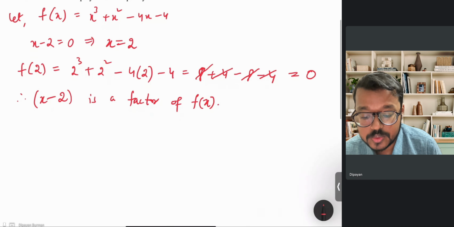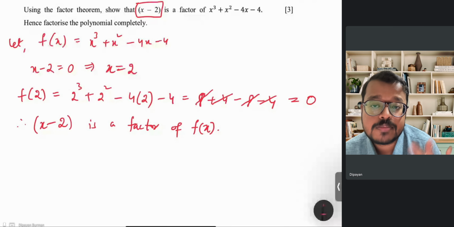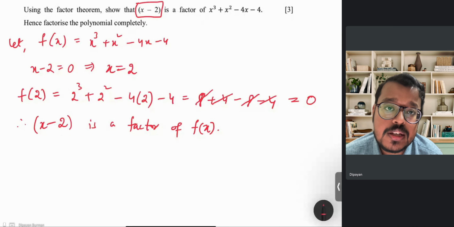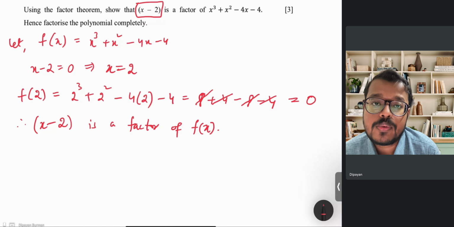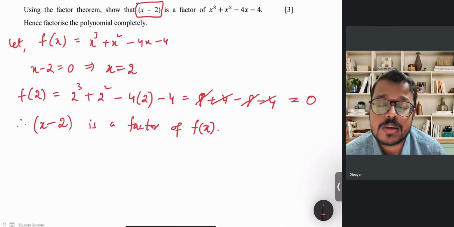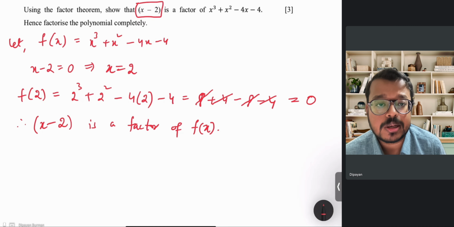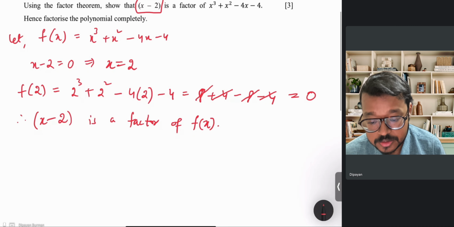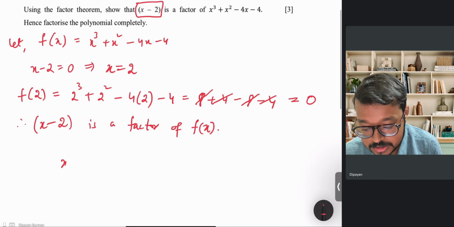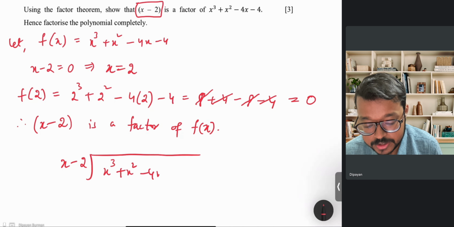Now what we will do is we will try to find the other factor. So x minus 2 is a linear polynomial. If I divide that with my cubic polynomial, the quotient will be a quadratic polynomial. That's what I'm expecting. And we already know how to factorize a quadratic polynomial by splitting the middle term. So let's do the long division here. x minus 2 we are dividing with x cube plus x square minus 4x minus 4.